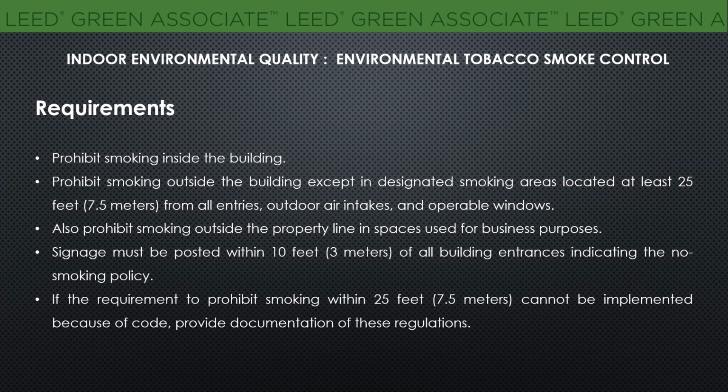Now let's look at the requirements for achieving this prerequisite. One is to prohibit smoking inside the building as well as outside the building except in some designated spaces, and it should be located 25 feet, that is 7.5 meters, from all the entries, outside air intakes and operable windows, that is from all the openings of the building. We have to keep a 25 feet distance for these designated smoking areas, and also prohibit smoking outside the property line in space used for building business purposes.